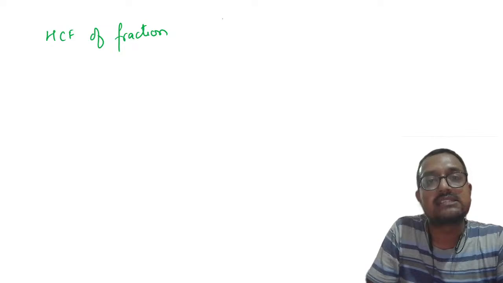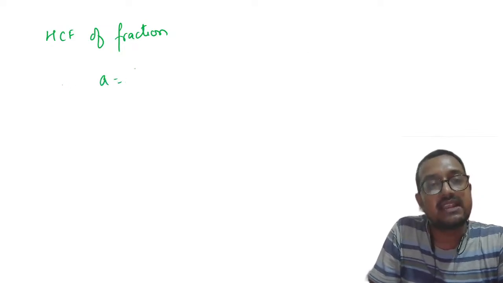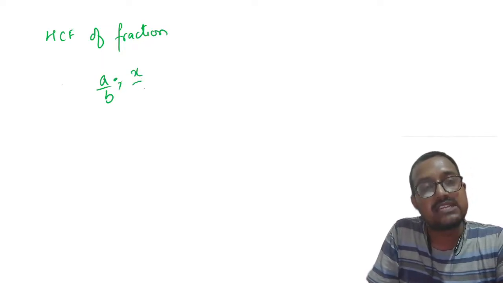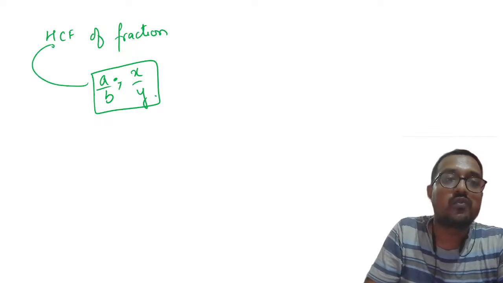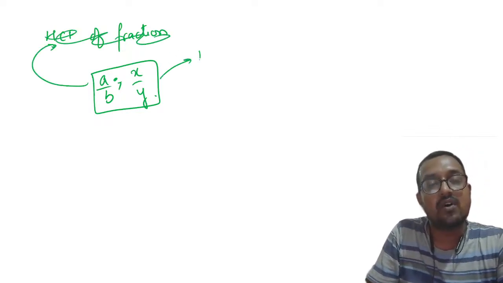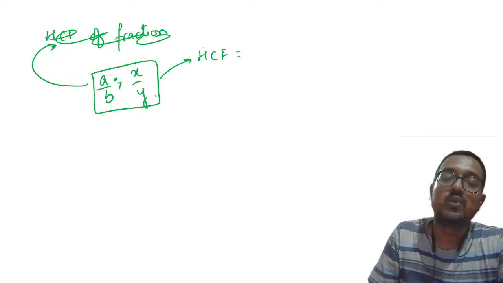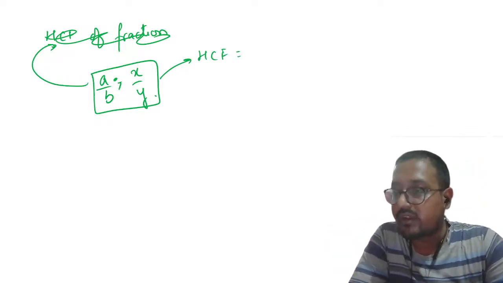So my dear students, let us say two fractions are there. Let me say the first fraction is a upon b and the second fraction is x upon y. Understood? You have to find the HCF of these fractions. What you will do, HCF is smaller. All of you know that HCF is smaller, right?